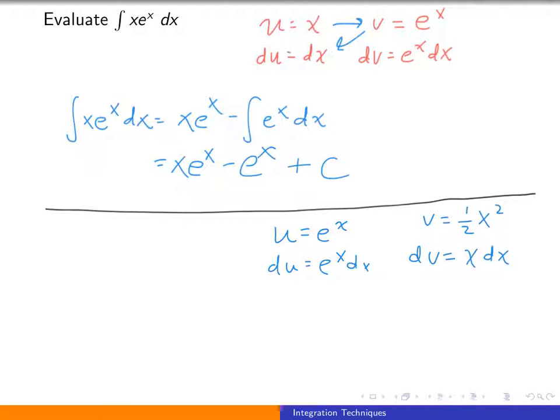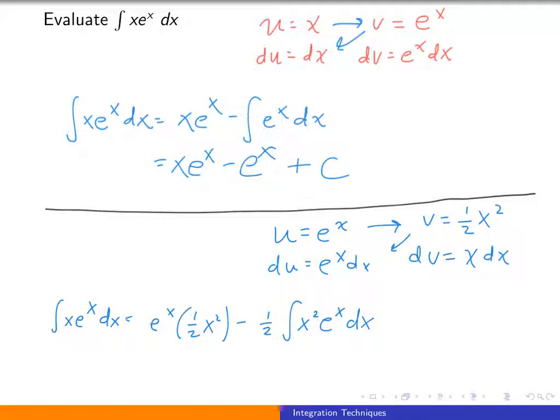So now when we apply integration by parts, we have the antiderivative of x e to the x is equal to uv, minus the integral of v du. So minus, I'll go ahead and even pull out the 1/2, x squared times e to the x dx. And notice what has happened here. This resulting integral, when we have applied integration by parts, has become more difficult to evaluate.